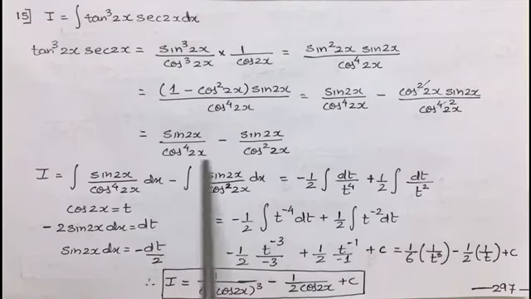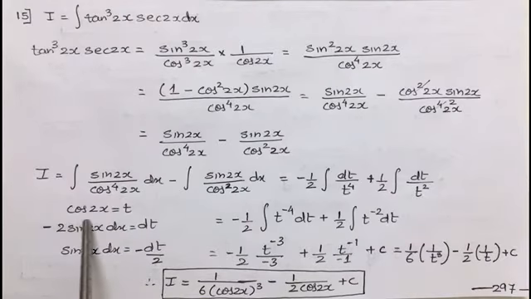Again there is no direct integration for this, so assuming cos 2x is equal to t, calculating the derivative of cos 2x, we get minus 2 sin 2x dx is equal to dt. Sin 2x dx will become minus dt by 2.